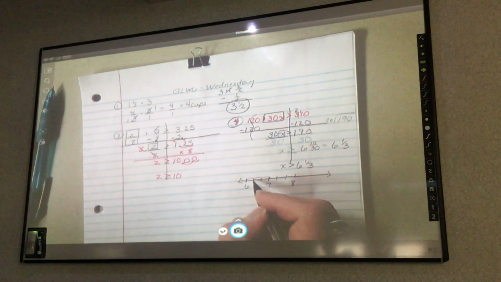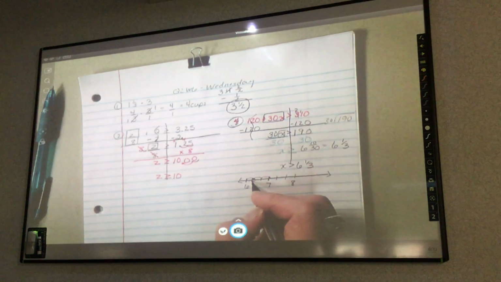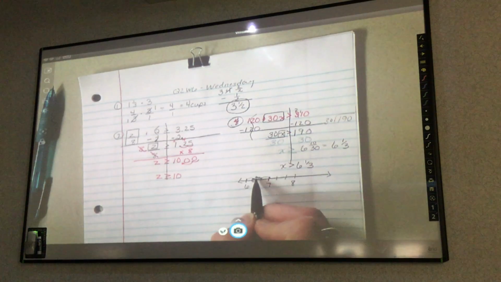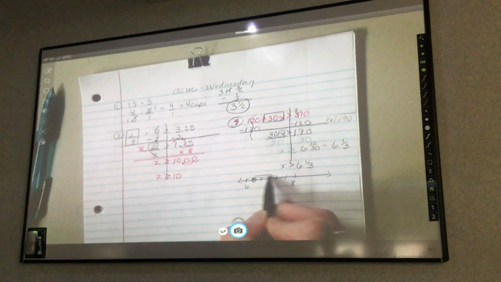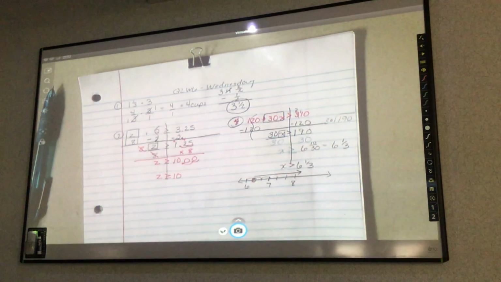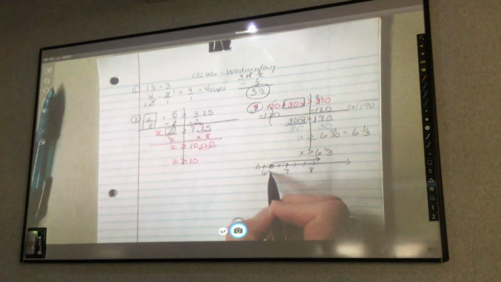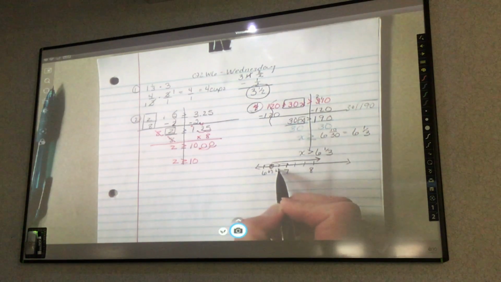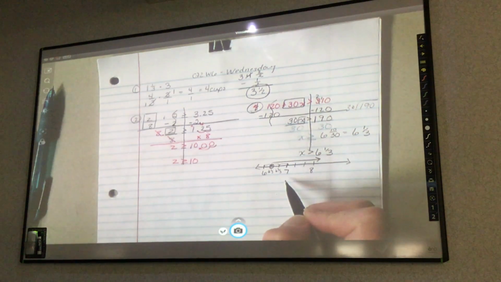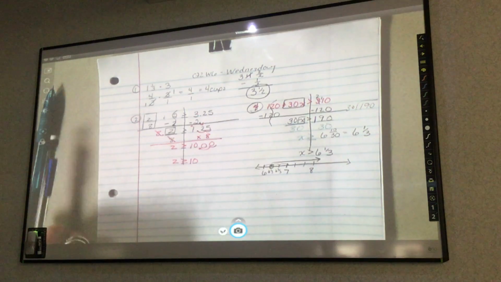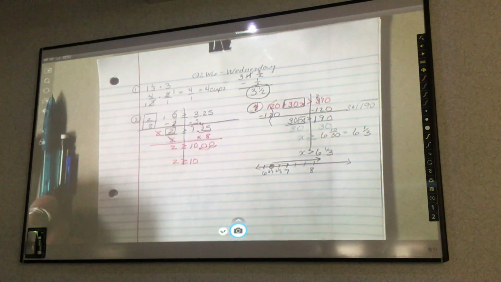So then 6 and 1/3 would be right here. And is it filled in? Should it be filled in? No. And x is greater, so I have to have my arrow pointing to the right. You guys see how that is 6 and 1/3, 6 and 2/3. Moving on to number 5.